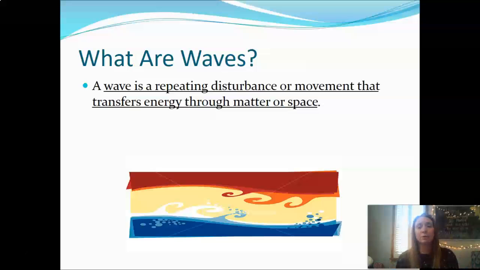Same thing with an earthquake. The earth is normally pretty calm for the most part. The plates are moving, but normally it's at a slow rate. But if an earthquake occurs, especially out in San Francisco at the San Andreas Fault, those plates shift very quickly and it causes a disturbance that ripples out and causes energy to move throughout those layers, which then can affect the communities that live by that fault line. And so these are all just disturbances that are moving and transferring energy through matter or space.